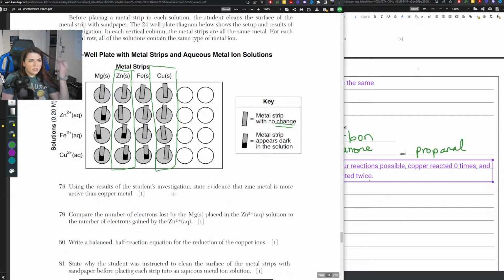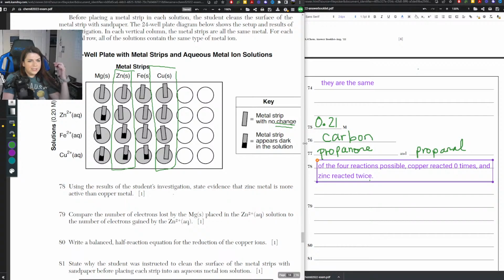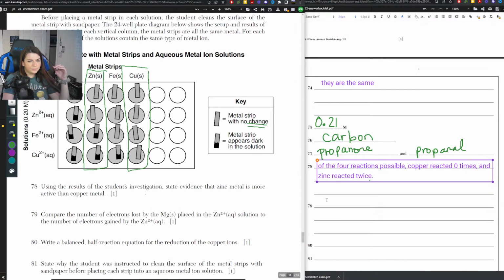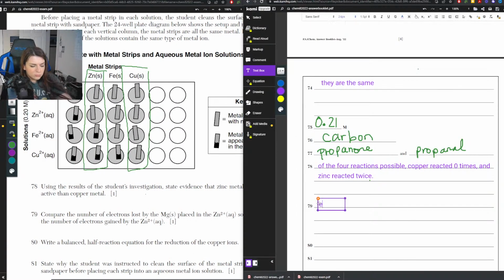Okay, 79, compare the number of electrons lost by magnesium placed in a zinc solution to the number of electrons gained by the zinc. They are equal. The number of electrons lost is always equal to the number of electrons gained. That is on purpose. It's the law of conservation. Magnesium is +2. Zinc is always +2, even though it's kind of a transition metal, it's always +2.